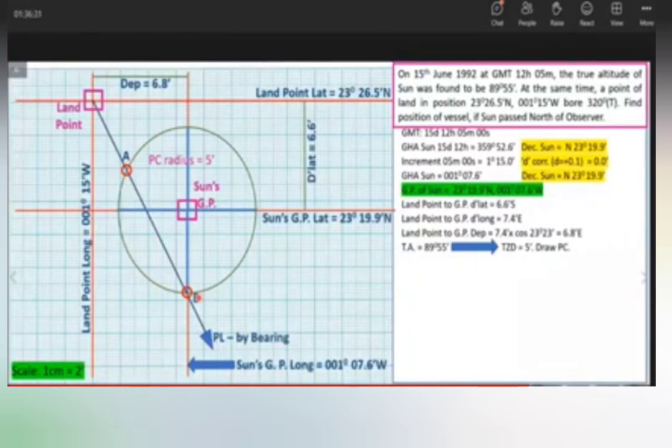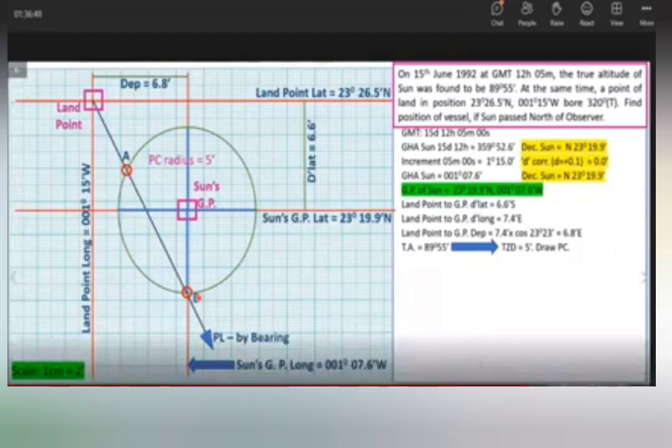Yes, sir. I have little doubt about this position line. How do we draw position circles? I just missed out this position radius of 5 mile. Okay, and can you take the center, the Sun's GP, sir?